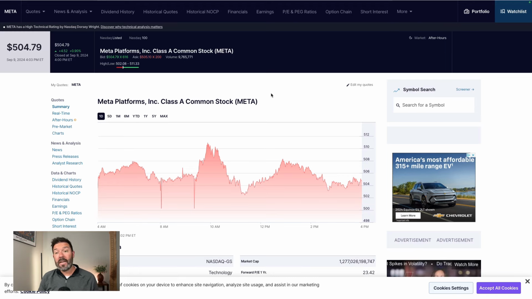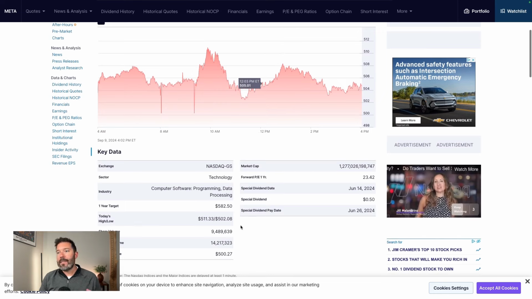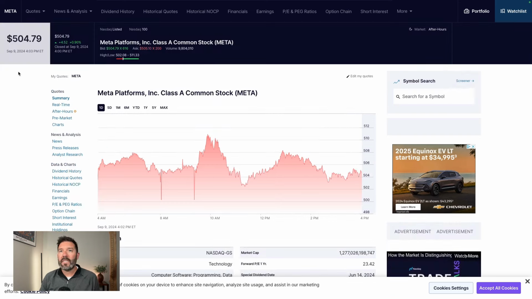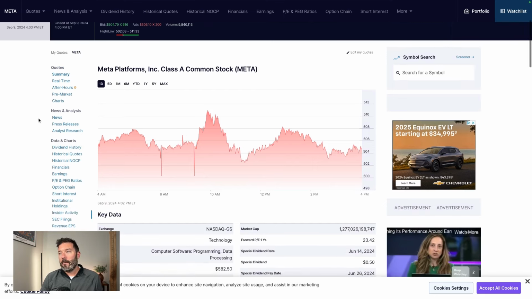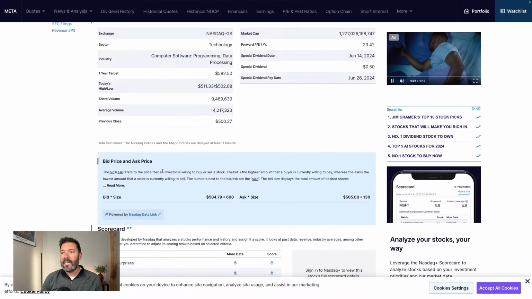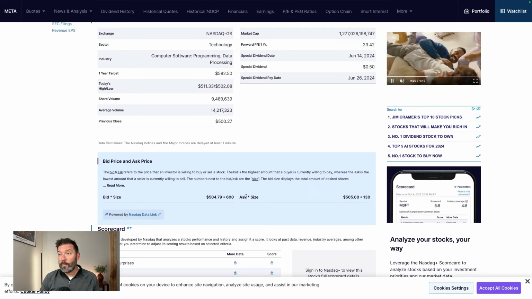So let's look at Meta Platforms first. This is the Meta Platforms stock information on NASDAQ.com. So this information is the kind of thing that you're going to be able to find on a lot of different websites. Right now, it's saying that shares are trading for $504.79, up about 1% today. That's typically what you're going to see quoted. What they don't often talk about is what is the bid and ask, and what are we actually talking about when we're talking about that price? Are we talking about the bid price? Are we talking about the ask price?